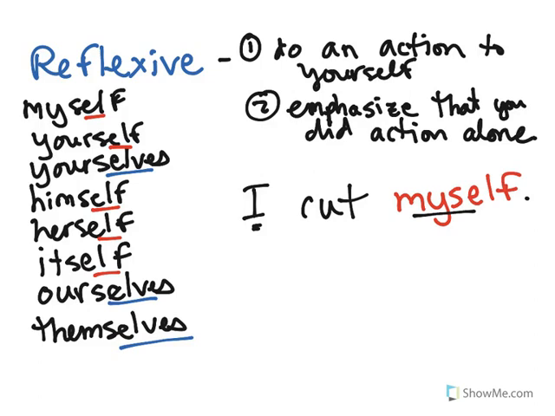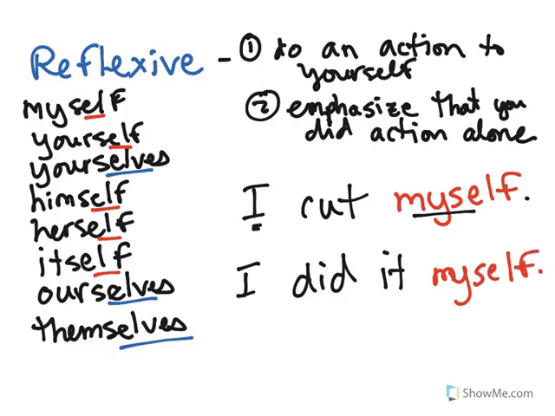The other way that I might use it is to emphasize that I did that action alone. So can you imagine like a small child who maybe made a sandwich, right? And they say, hey, Mom, guess what? I did it myself. Right? In other words, the child wants to emphasize that I made the sandwich and I did it without help, right? I did it alone. I did it by myself. So two ways that we use reflexive pronouns: an action you do to yourself and an action that you did alone. You didn't need any help for that action.